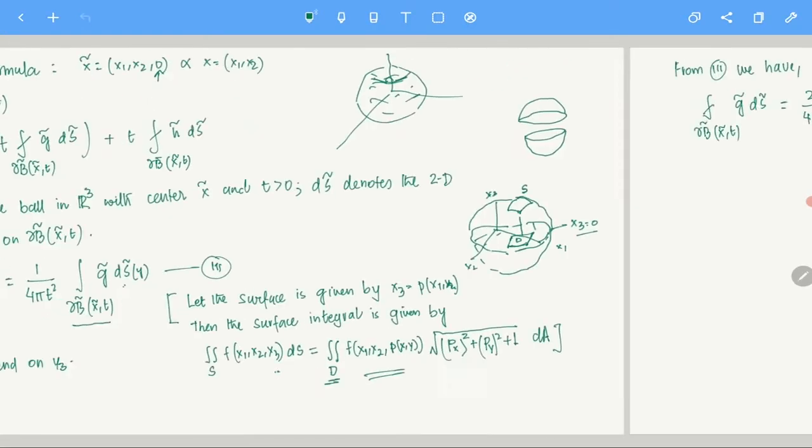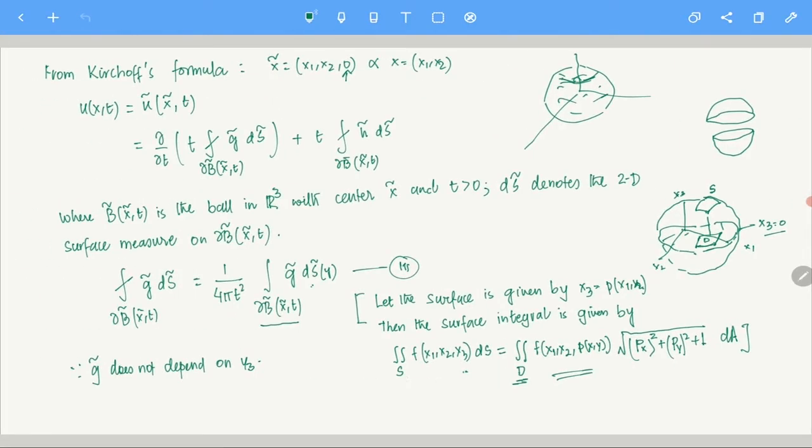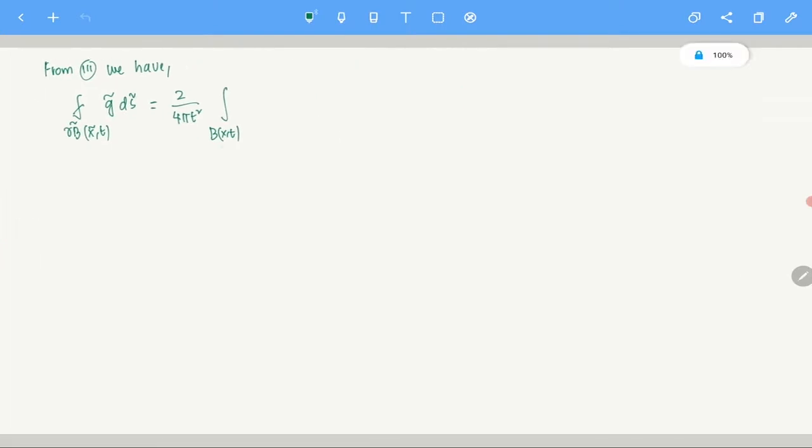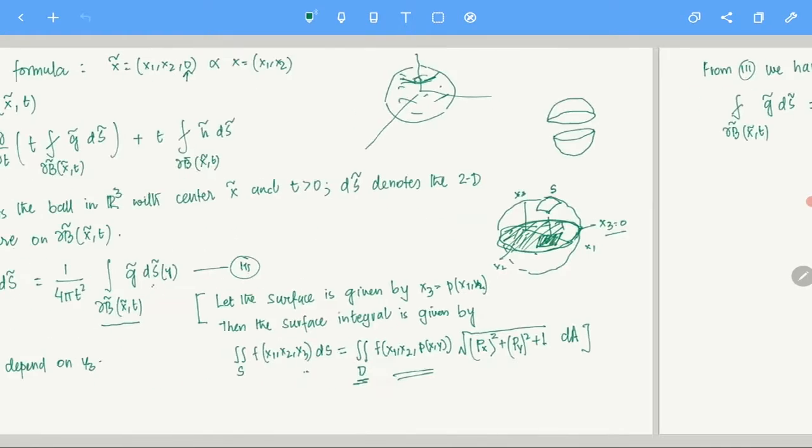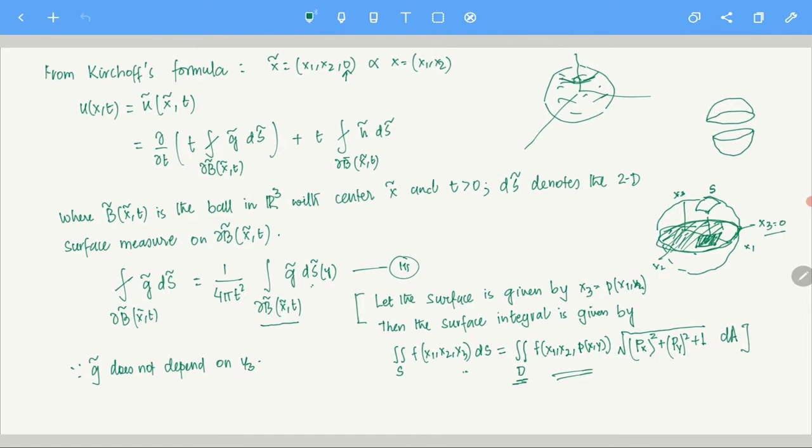I can write it like this. Here S is getting converted to D. D is this whole region. S is the surface here. So ∂B̃(x̃, t), when you are working with this, where will it convert? It will convert to this whole thing, the base for x3 equals 0, whatever is inside. That is why it becomes B(x, t). And of course you have g of y, and then this calculation is there, p_x squared plus p_y squared.